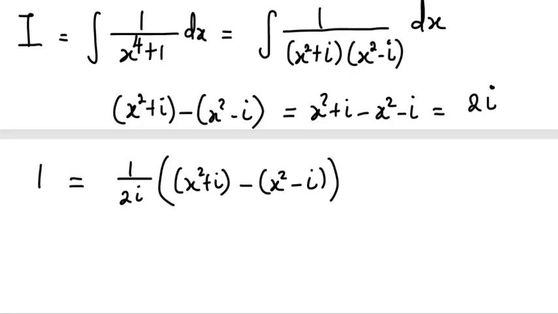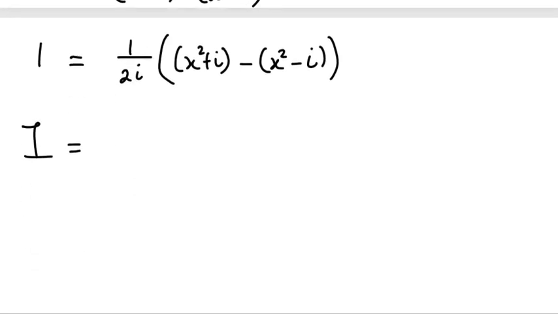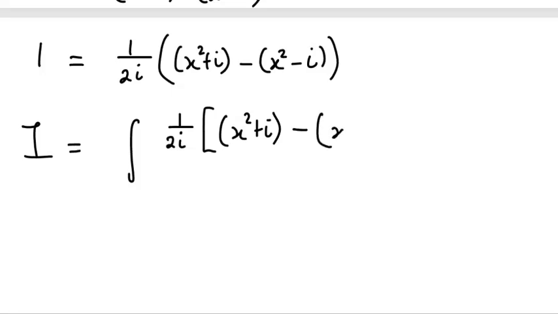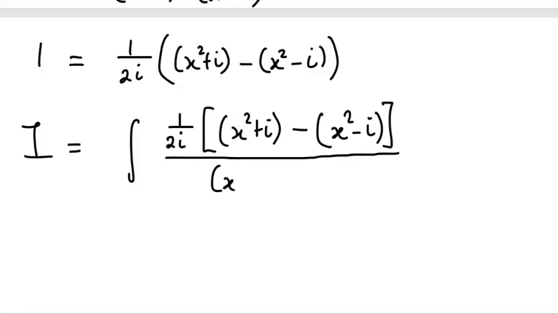This is cool. So here I is going to be equal to the integral. At the numerator we just have 1 over 2i, then multiplied by the difference between this x squared plus i and x squared minus i. And then don't forget, we're dividing everything by x squared plus i multiplied by x squared minus i. And then we have our dx.